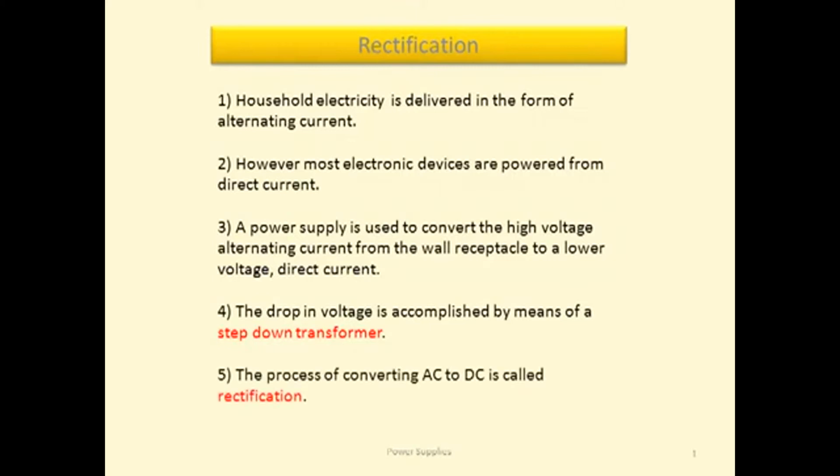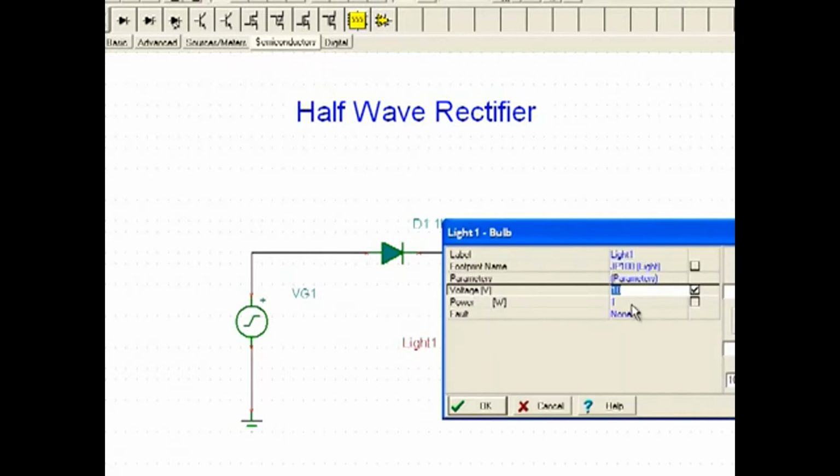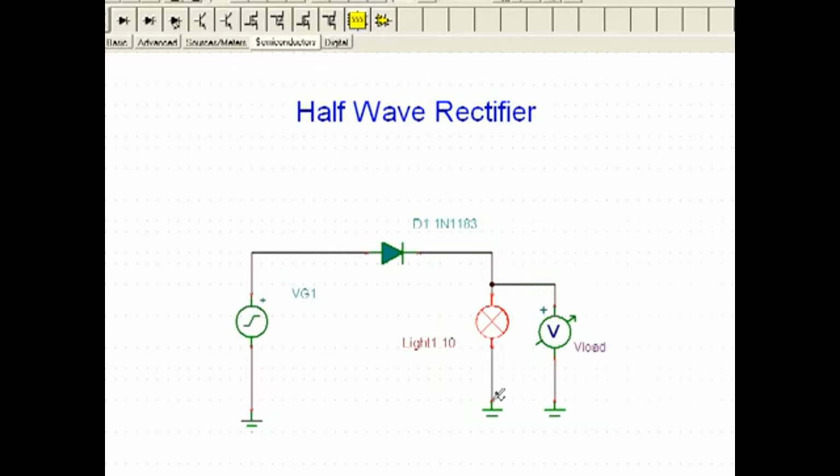The process of converting AC to DC is called rectification. We have a simple circuit here called a half-wave rectifier. It's going to take the alternating current from our source and convert it to a DC current at our load, which is a 10-volt light bulb with a wattage rating of 1 watt.